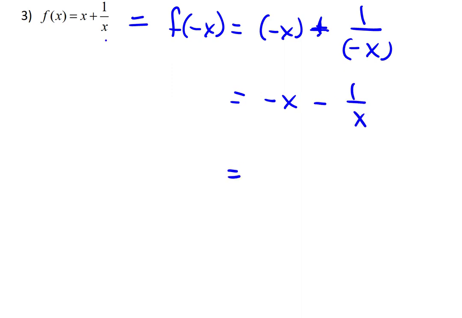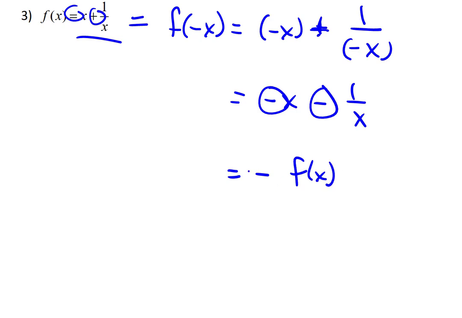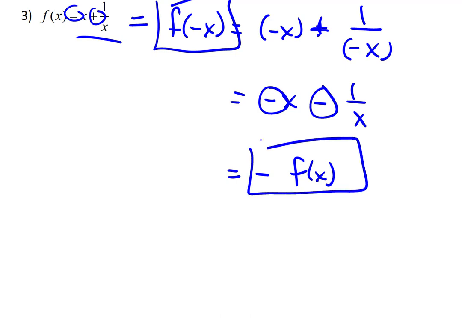But then if you look back at the original function, this new one has the opposite signs of the original one, and in fact all the signs are opposite, which means this is really negative f of x, and that meets the definition so that when f of negative x equals negative f of x, this would be an odd function.